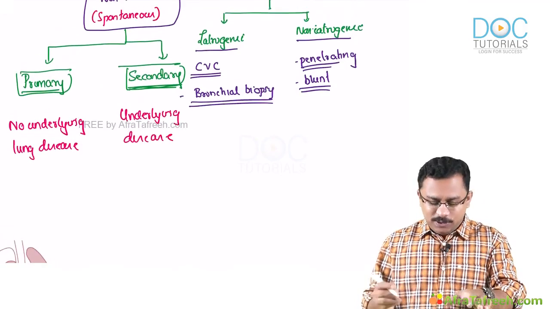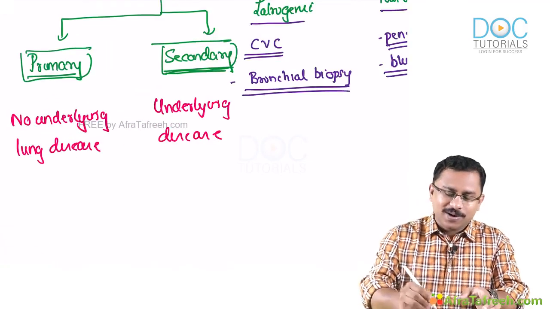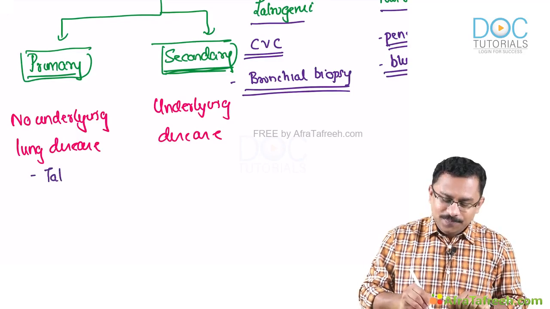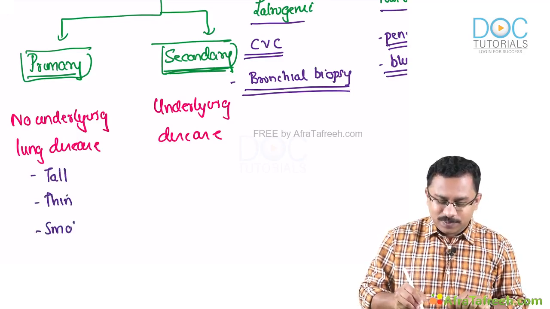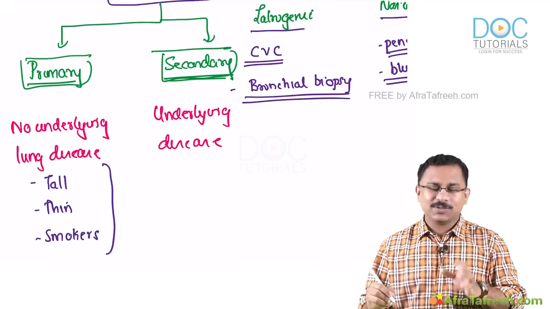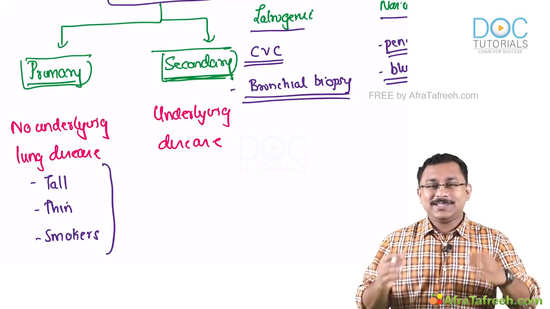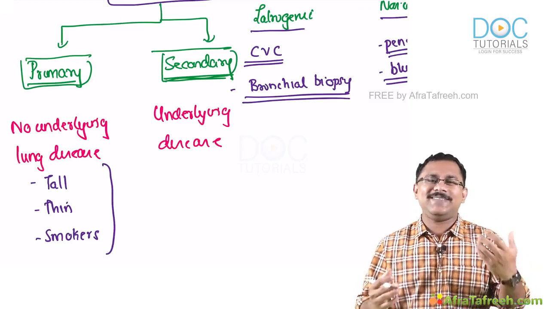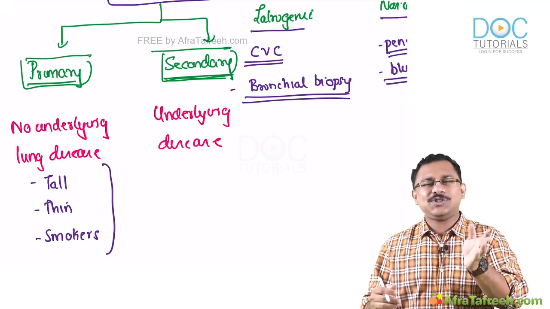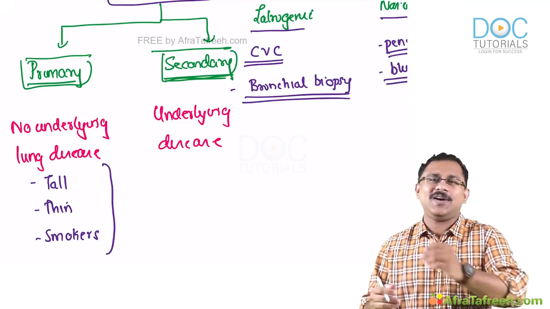Primary spontaneous pneumothorax is likely to occur in individuals who are tall, thin and smokers. That is the scenario in which you usually develop primary spontaneous pneumothorax. And secondary spontaneous pneumothorax can be due to varied etiologies.